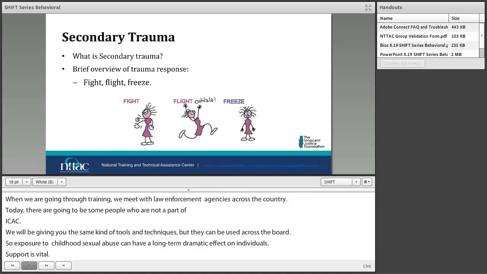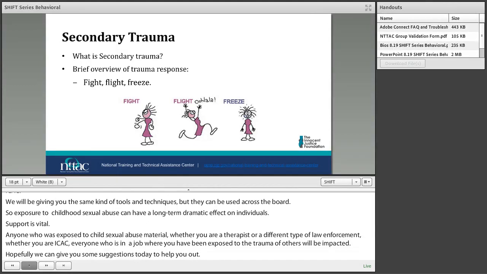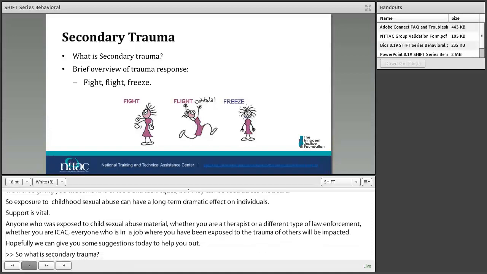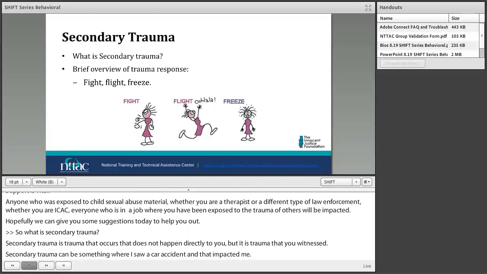So what is secondary trauma? Secondary trauma is trauma that does not happen directly to you, but it's trauma that you witness. So secondary trauma can be something where I saw a car accident and that impacted me. Secondary trauma can be something like I was looking at materials that were difficult for me to see, and I wasn't involved in the actual trauma, but it impacted me nonetheless.